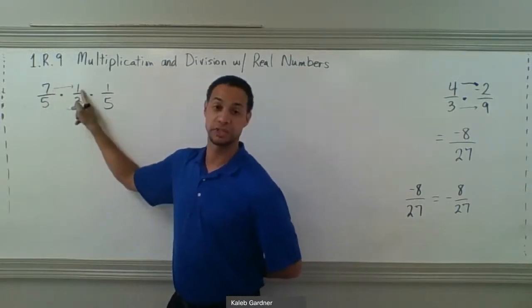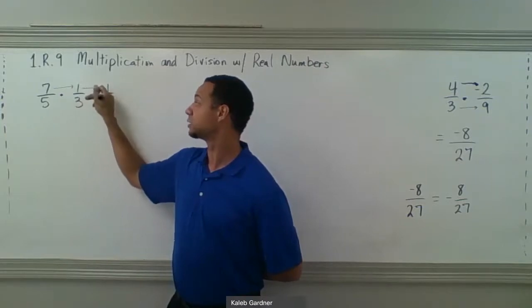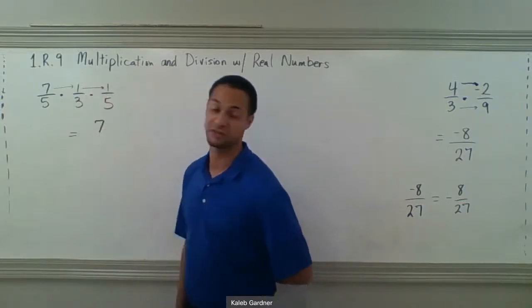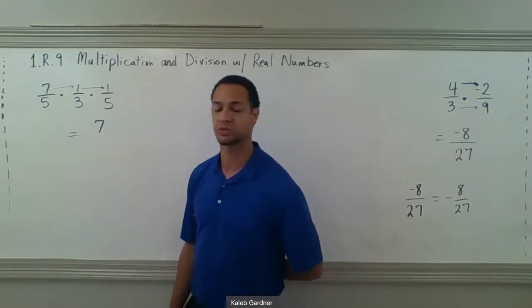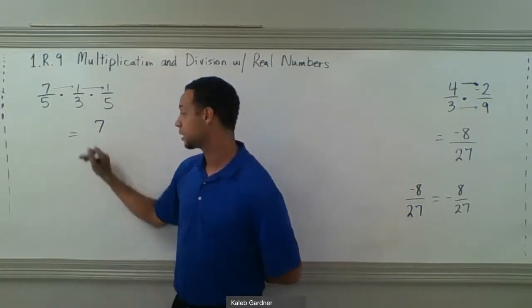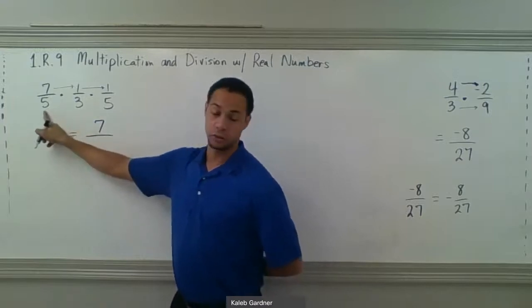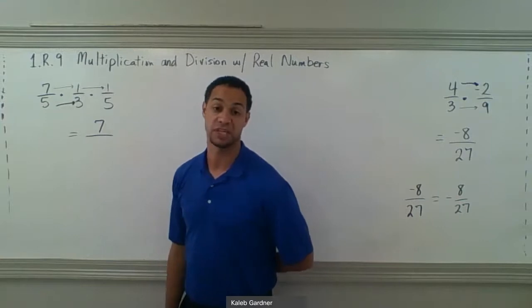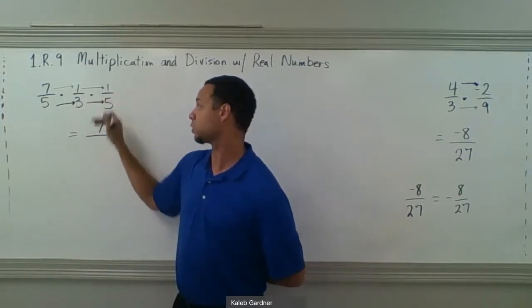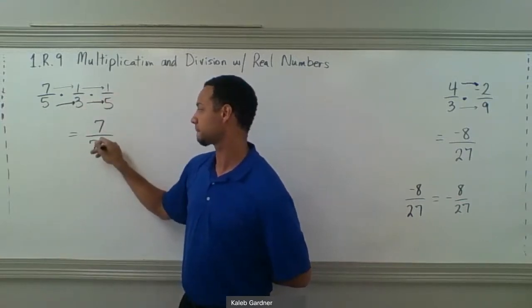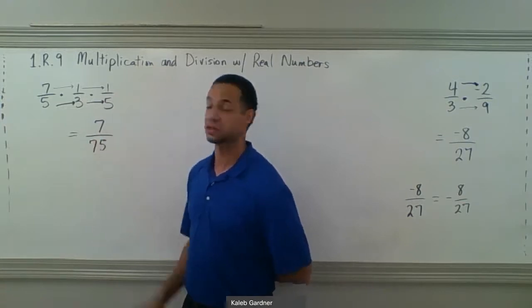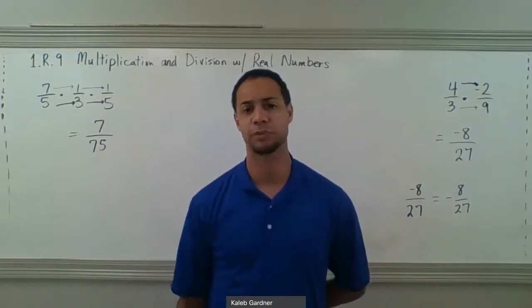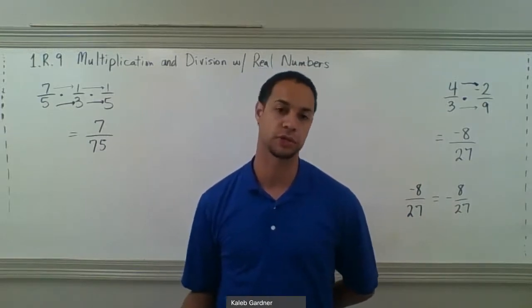7 times 1 is 7. Times 1 more is 7. Over, or divided by, 5 times 3 is 15. Times 5 more is 75. So our final answer here is 7/75. There's no reducing here. Remember, if you can't reduce early, there's no way you can reduce later.